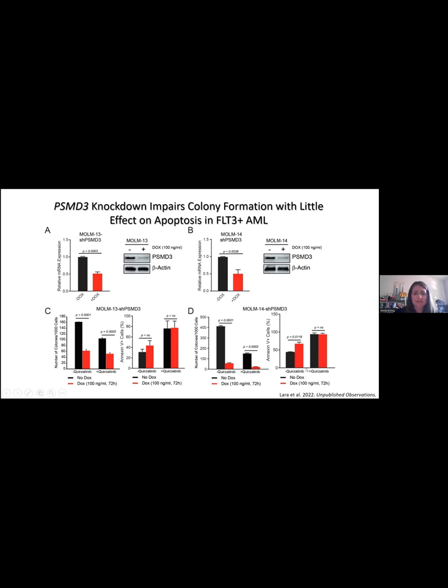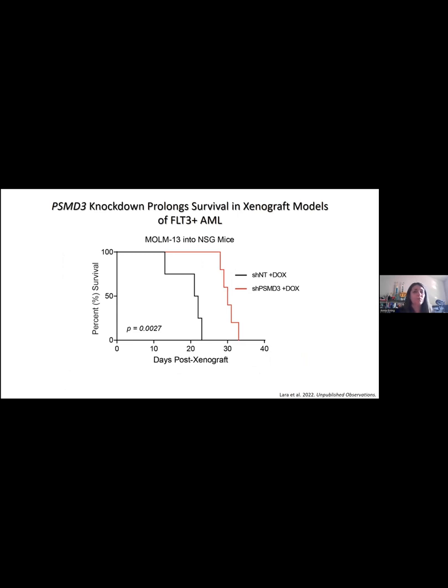In MOLM14 cells, you can see that PSMD3 knockdown did induce apoptosis in the absence of FLT3 TKIs. This particular graph shows quizartinib, but it had no additive effect when added with TKIs. So this suggested to us that perhaps PSMD3 is playing a different role in FLT3 positive AML than it's playing in BCR-ABL positive CML. And when we do FLT3 positive AML cell line xenografts, we confirmed these data in vivo. So knockdown of PSMD3 improved the overall survival of immunocompromised mice that were injected with those cells and treated with doxycycline chow.